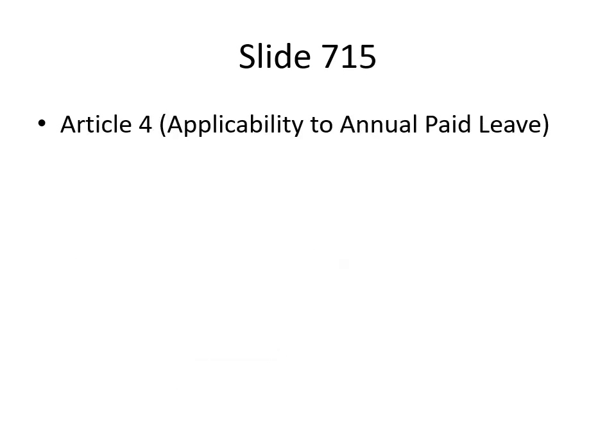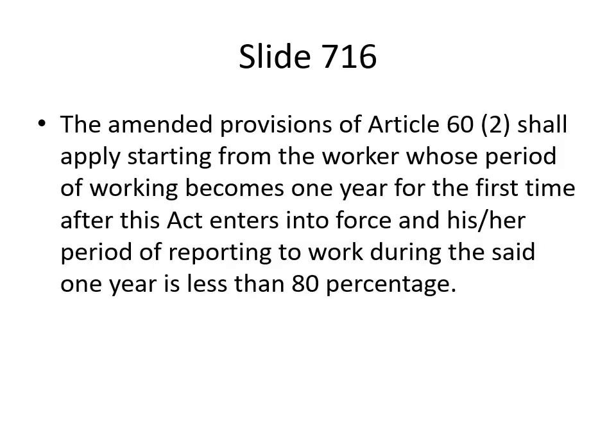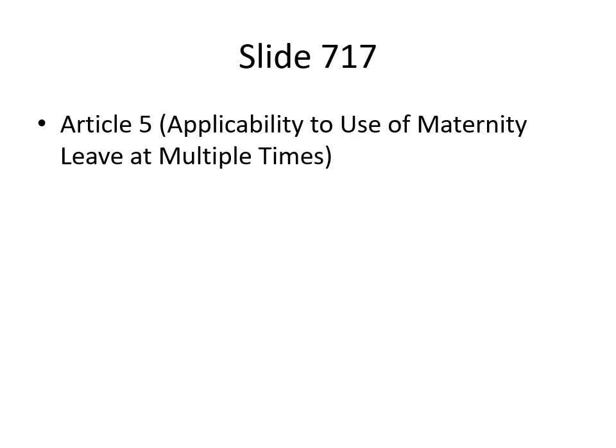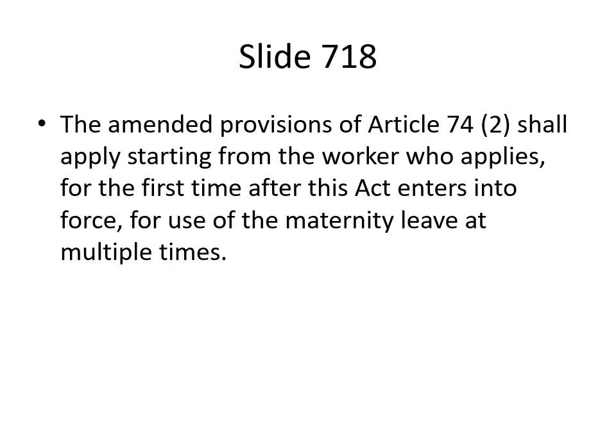Article 4, Applicability to annual paid leave. The amended provisions of Article 60-2 shall apply starting from the worker whose period of working becomes 1 year for the first time after this Act enters into force and his/her period of reporting to work during the said 1 year is less than 80%. Article 5, Applicability to use of maternity leave at multiple times. The amended provisions of Article 74-2 shall apply starting from the worker who applies, for the first time after this Act enters into force, for use of the maternity leave at multiple times.